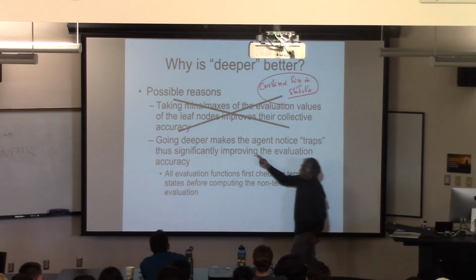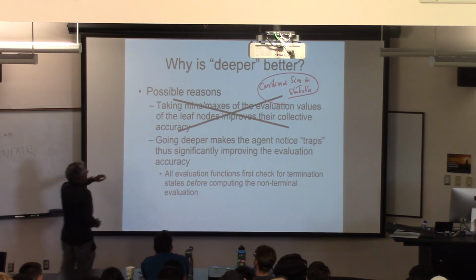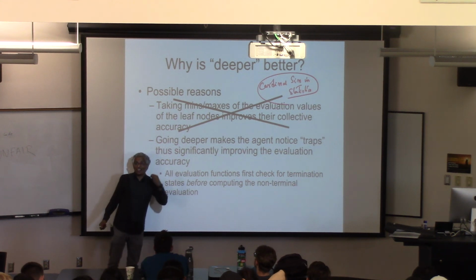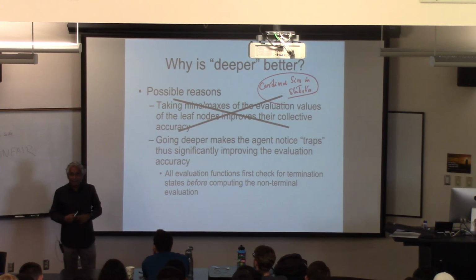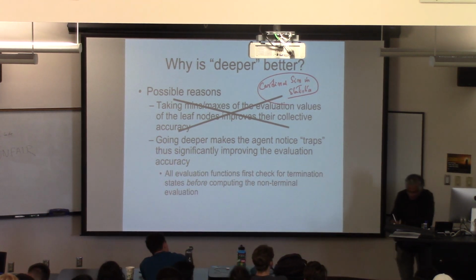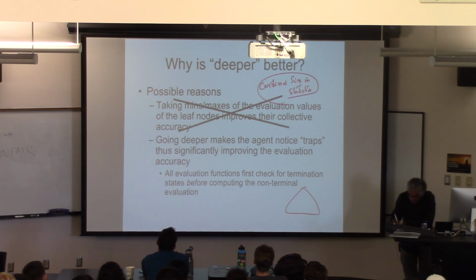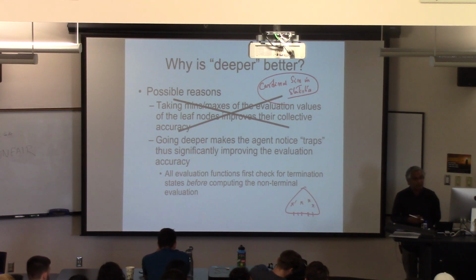The actual reason it works is a different possibility, which is that going deeper, you might notice some obvious traps, because of which the evaluation function, when backed up, becomes better. So the idea that I'm saying here is, I went to this long search tree, and I'm applying the evaluation function here. But when I'm coming back up here, there are nodes here, some of which I can see are definite losses for max.